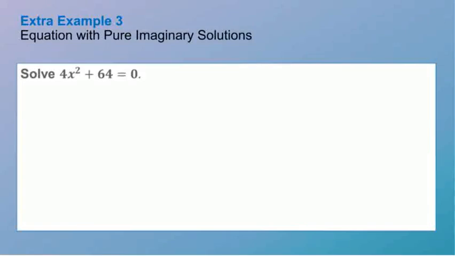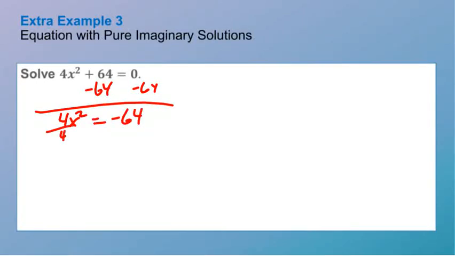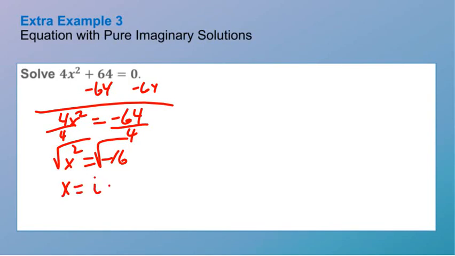Next, solve this one. So subtract 64. I have 4x squared equals -64. Divide by 4. x squared equals -16. Find the square root of both sides, and I'm left with x equaling, I'm just going to go right to the i, plus or minus 4. x would equal plus or minus 4i. So just know that if you have a negative involved in there, there's going to be an i on the outside.